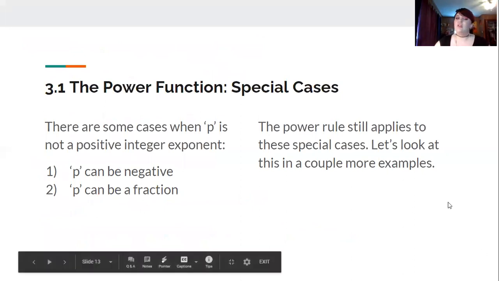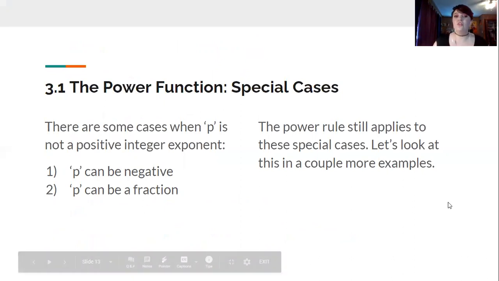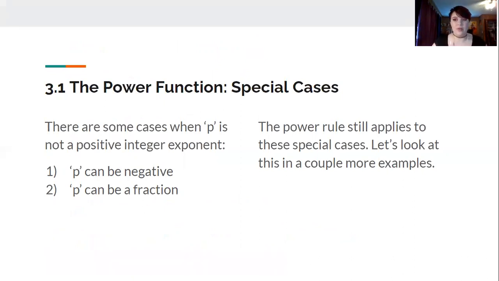So there are some special cases for power functions. These special cases are when p is no longer a positive integer exponent. Yikes. So sometimes p can be negative. We can have negative exponents, and we can also have fractional exponents. Fractional exponents usually look like a square root. When something like x is raised to the power of 1/2, that is the square root of x.